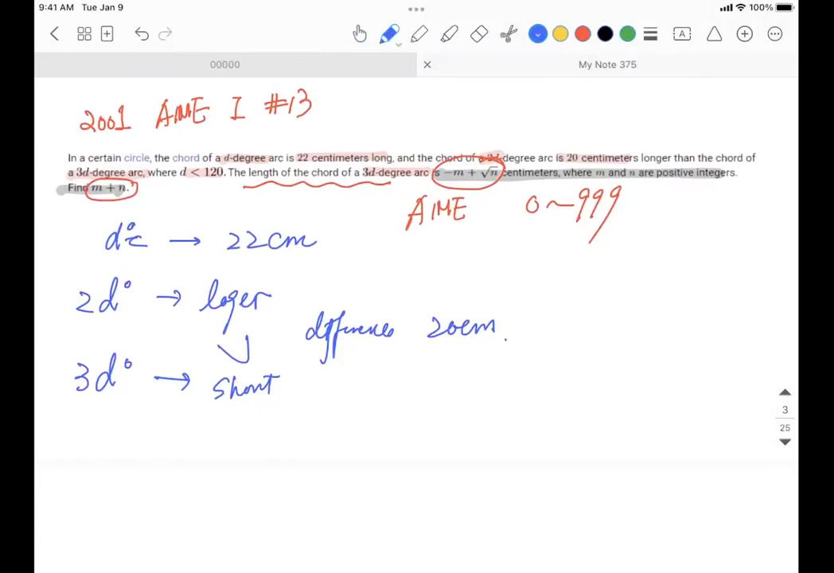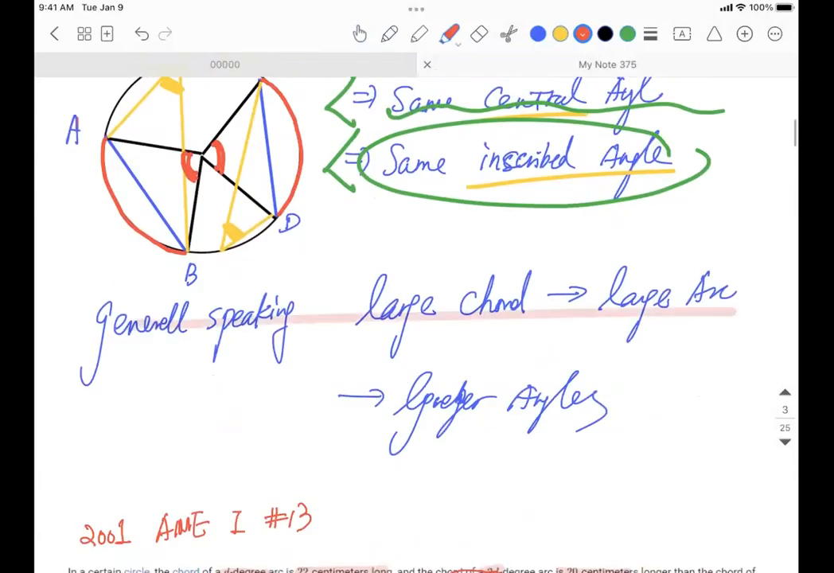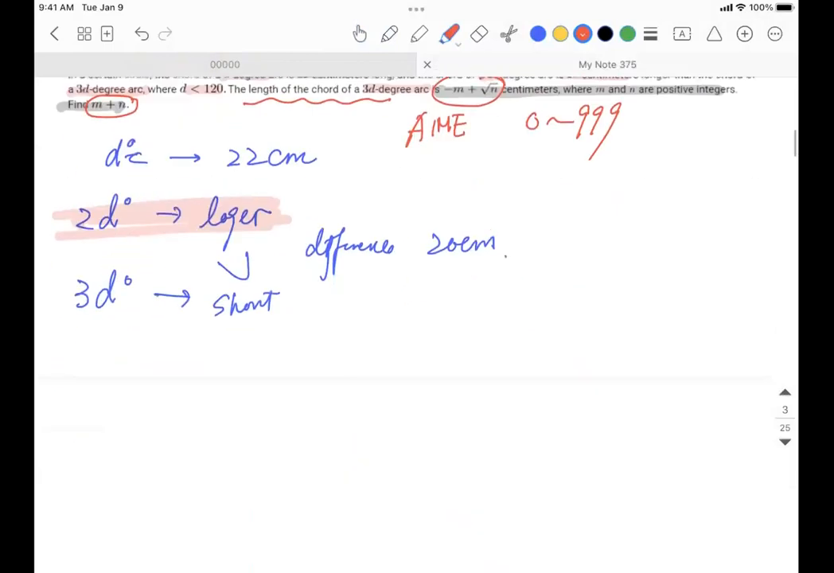The smaller angle has a larger arc. Is that right? Yeah, I think that's a brilliant observation. Because normally we say a larger angle or larger arc has a larger chord, right? That's basically what we see here. Generally speaking, larger chord, larger arc, larger angles. But now the question says a 2D degree arc facing the chord is actually even longer than the 3D degree arc.